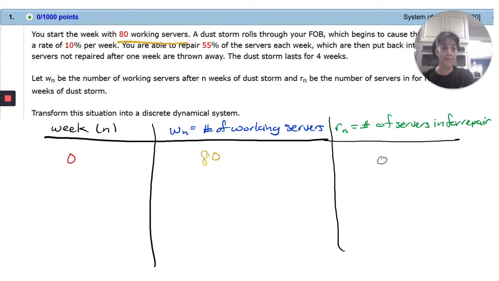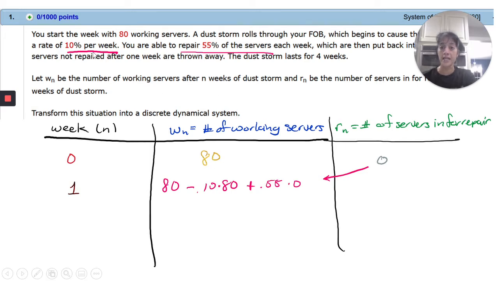How do you get to the next step? Same as when we had one equation. Well, first of all, I have lost 10% because they're broken. So those 10% are lost from the working servers. So I started out with 80 and I lost 10%. They say that 55% of the servers are going to be repaired. There's nothing in here, but if there was, 55% of those would come back to be working servers. How about here? Well, if they're broken, they go in for repair.